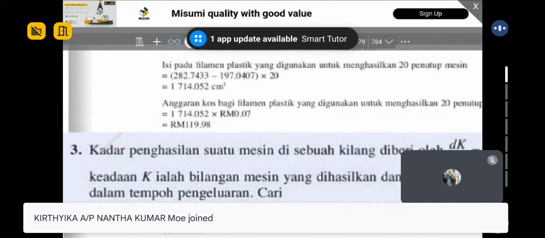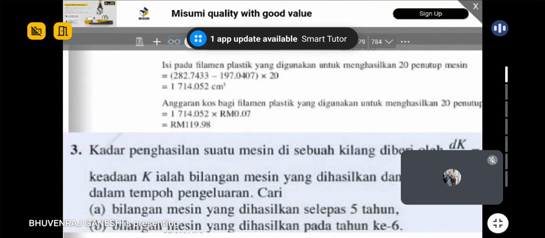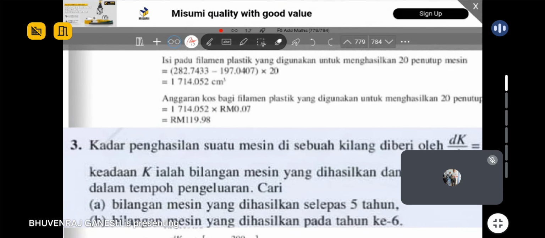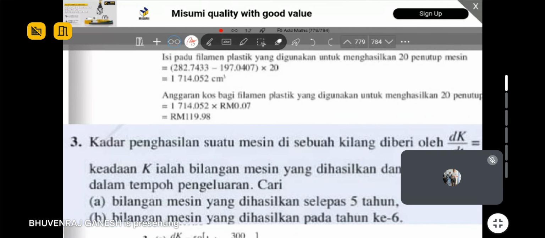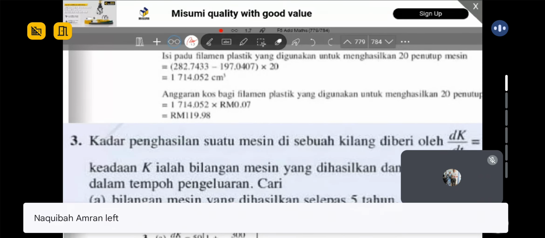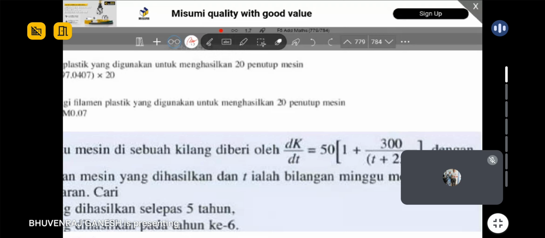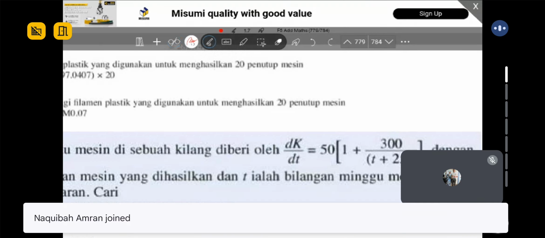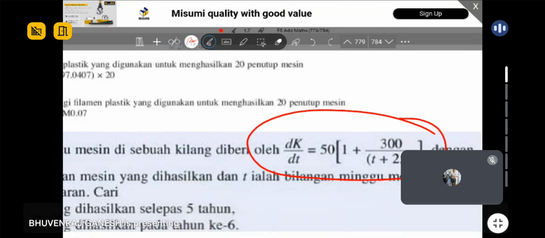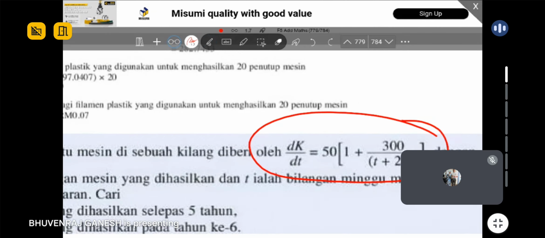Soalan yang ketiga. Okay, practice makes perfect guys. Trust me. Integration dia akan jadi senang. Kalau kamu consistently practice, you will get it. Okay, trust me. So now, they give you one equation over here. Okay, one question I want to ask first. Who don't like integration? Siapa tak suka bab ni secara keseluruhan?